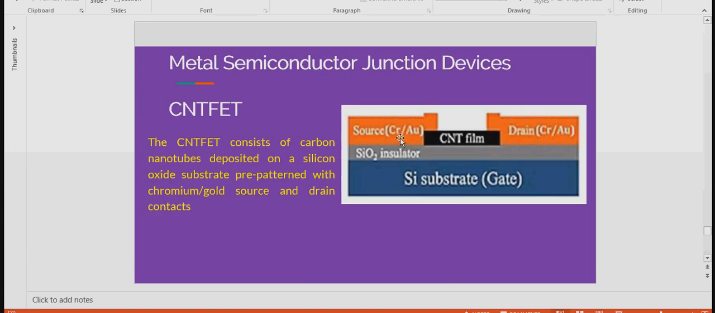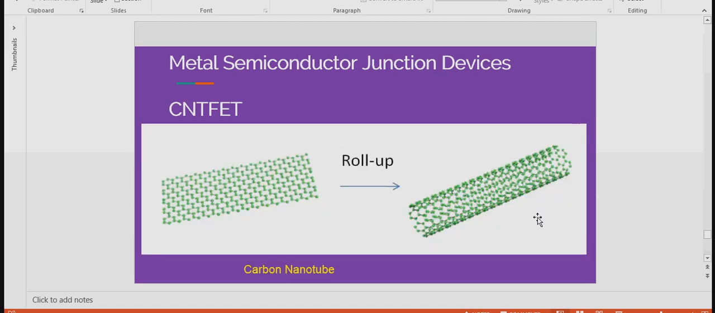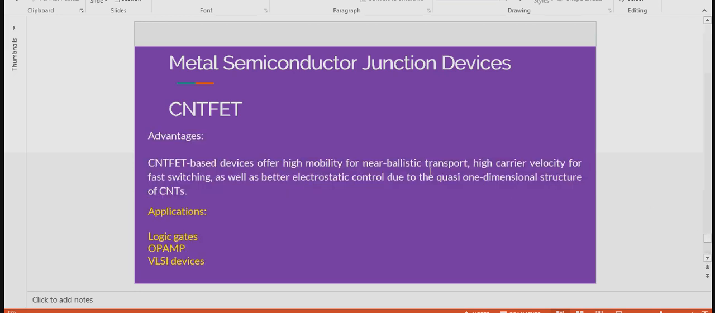How is the structure of CNT FET? The bottommost is the silicon substrate, and above that we have a silicon dioxide insulator. Above that, the source terminal, the source may be chromium or Au, which stands for gold, and the drain is similarly manufactured using either chromium or gold. In between source and drain we have the carbon nanotube film, CNT film. So how a carbon nanotube looks like, this is the structure of carbon nanotube.